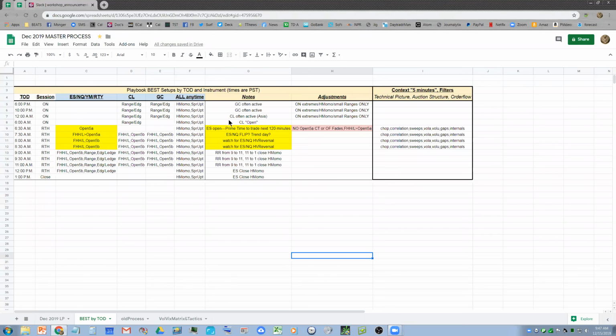Okay, so that's why I have that. The notes, CL open, that's the old pit open at 6 o'clock my time. And again, I just have it there because there's usually a little bit of energy in oil and it's worth watching, and at that point, you can sometimes catch some really nice edge moves in oil.